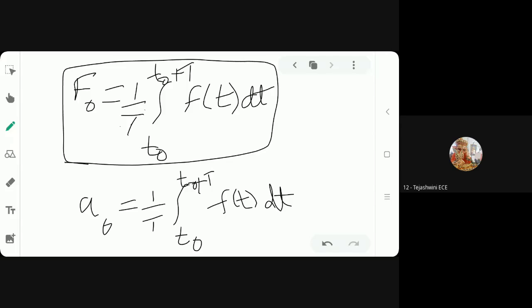Right? So Fourier series coefficient a naught is analogous to exponential Fourier series coefficient f naught. Afterwards, we are going to derive the relation between an and fn, and similarly bn and fn. So far we have come to the conclusion that exponential Fourier series coefficient f naught is equal to trigonometric Fourier series coefficient a naught. Is this okay? Yes, ma'am. Okay.